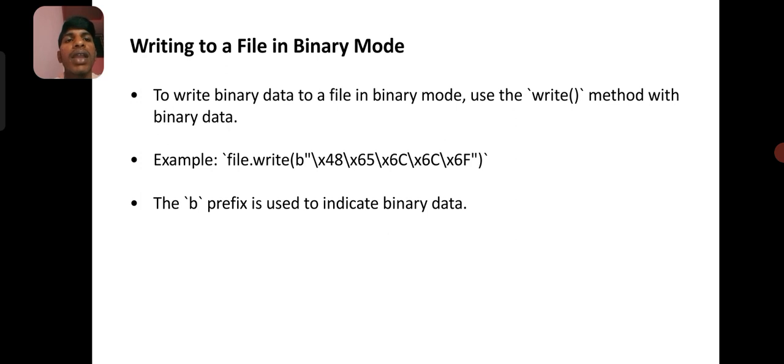Writing to a file in binary mode. To write binary data to a file in binary mode, use the write method with binary data. Example: file.write(b'\x48\x65\x6c\x6c\x6f'). The b prefix is used to indicate binary data.